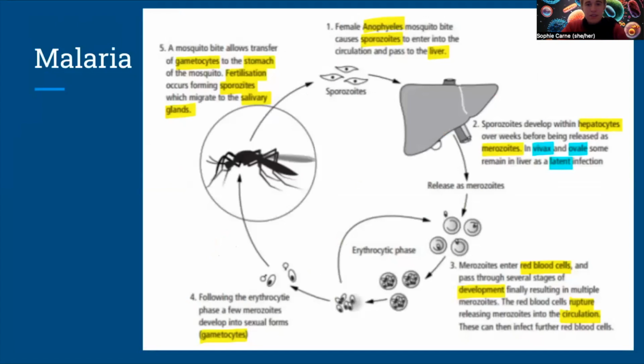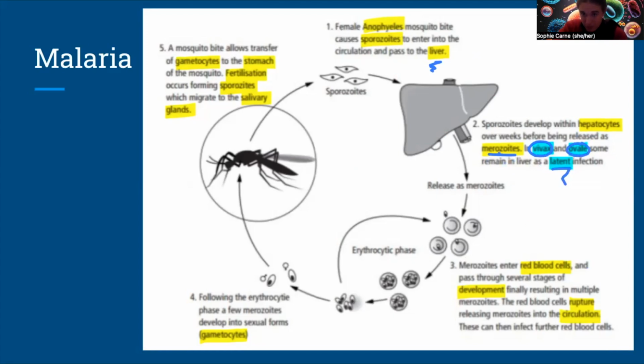So the life cycle of the Plasmodium parasites is very interesting. So it starts off when the mosquito bites the human and causes sporozoites to enter into the circulation and pass into the liver. Within the hepatocytes is where they develop, and then they release what's called merozoites. And in Plasmodium vivax and Plasmodium ovale, which are two subtypes of the Plasmodium parasite, some remain in the liver as a latent infection.